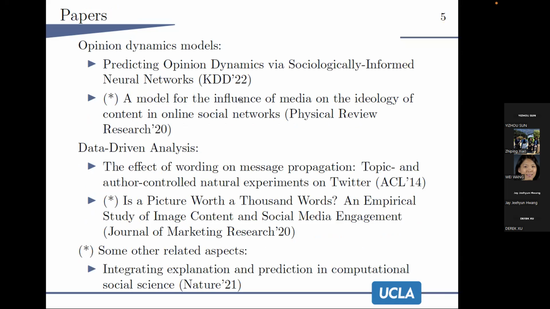And recently there was a paper on predicting opinion dynamics via sociology-informed neural networks from KDD22. Also, there are some other approaches that I would say are trying to analyze something from the observable data from the real-world online community. This includes the effect of word in message propagation, a work from ACL 14. And some other papers that I'm going to mention here, I put a star mark on them because I am only mentioning part of those papers, not the entire paper.